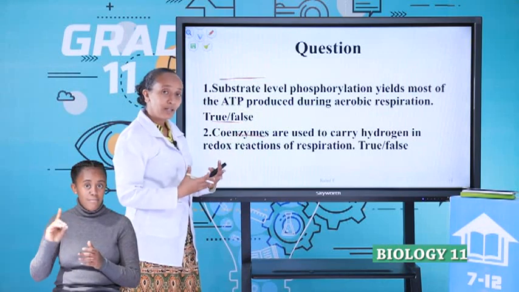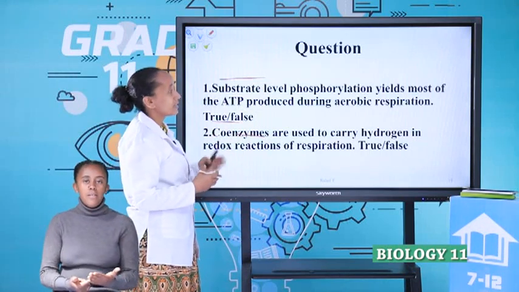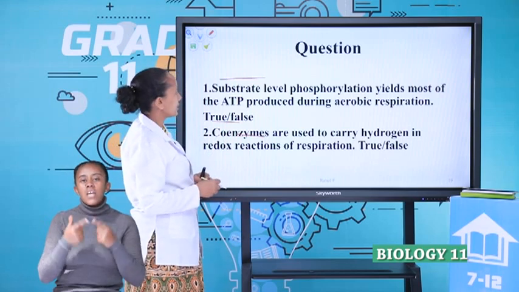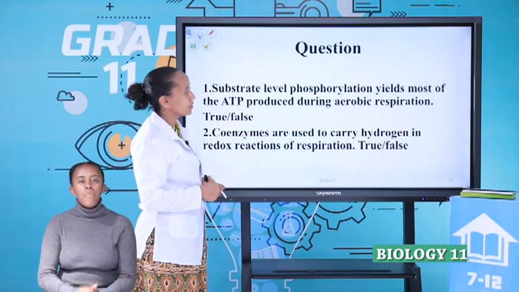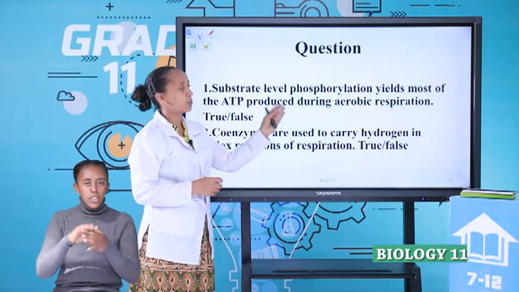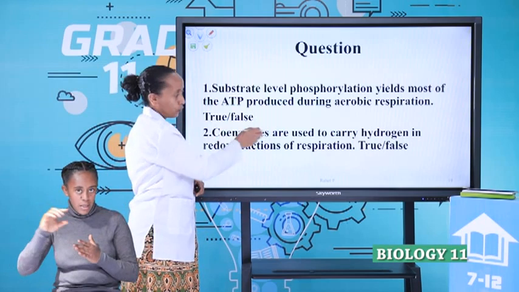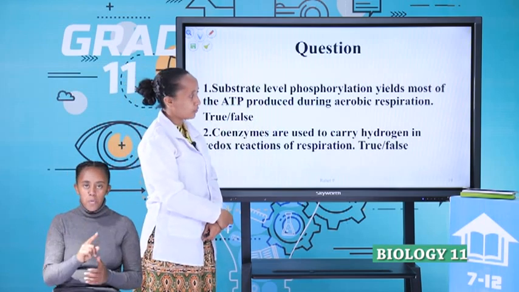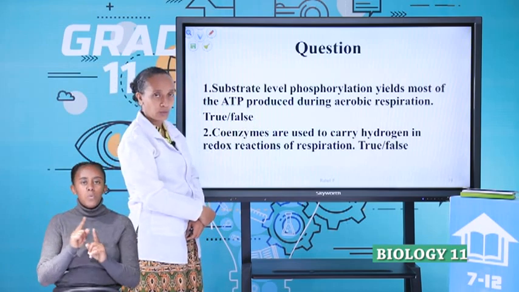So, if ATP is synthesized by this mechanism, let's have the second activity of this lesson, which says: substrate level phosphorylation yields most of the ATP produced during aerobic respiration. The question is a true-false type question, and I will give you 20 seconds to answer these two questions.